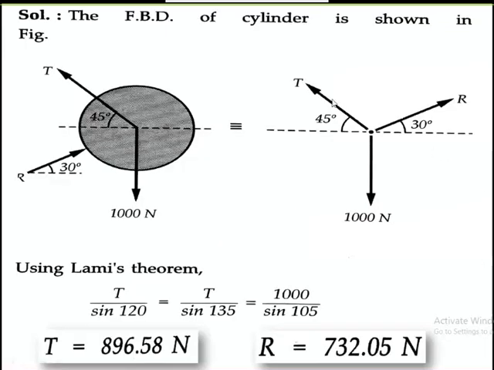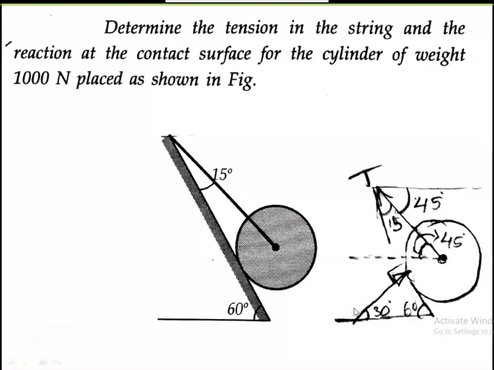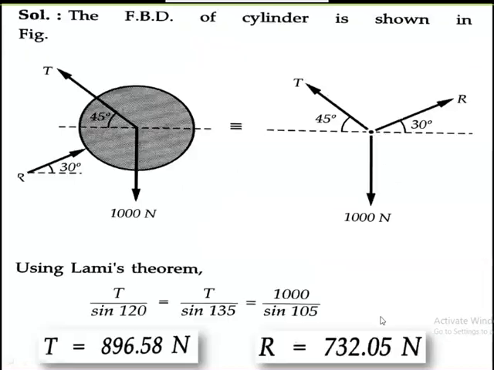So there is a tension force, inclined at 45 degree. The reaction, you can see here, with respect to the horizontal it is 30. I just shifted this reaction to here, the same angle with respect to the horizontal, 30, and the weight is 1000 Newton, the weight of the cylinder. Now I am applying Lami's theorem here.